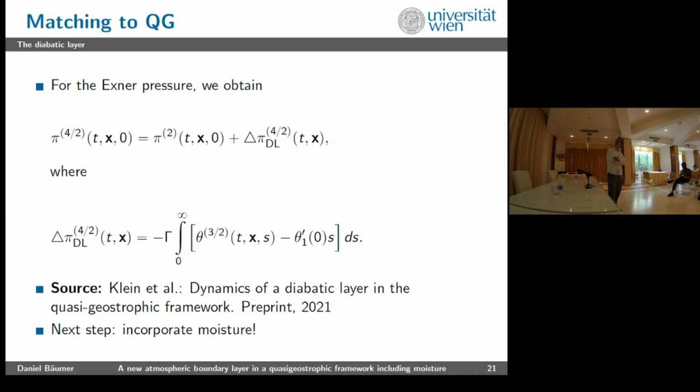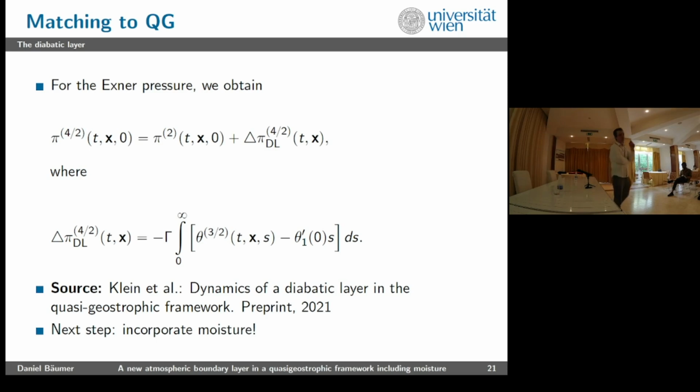Okay, and so the matching of the Ekman pressure results in this expression. So the difference between the two layer pressures is given by this. So here we have the leading order deviation of potential temperature. And we can see that this is in general going to be substantial, right?